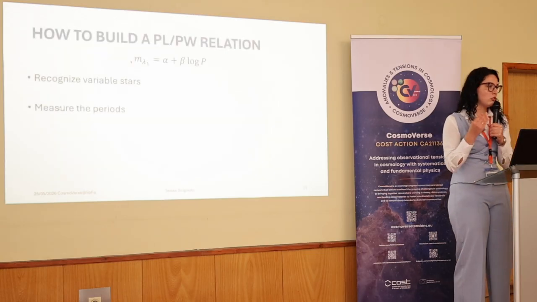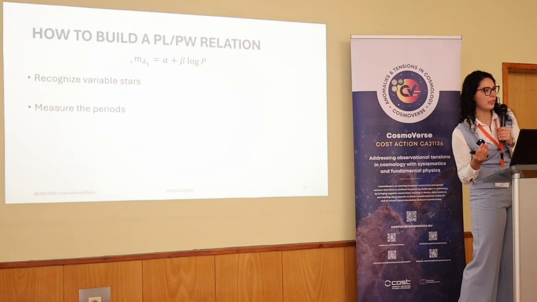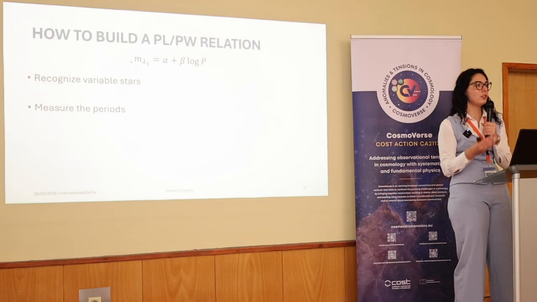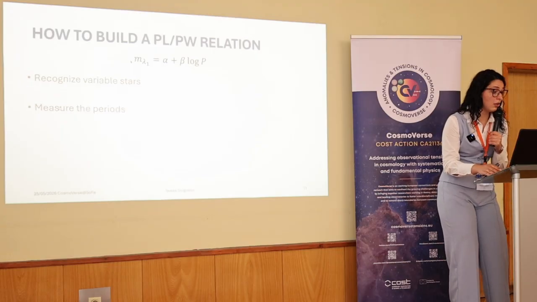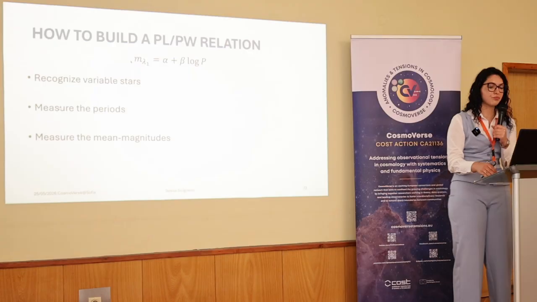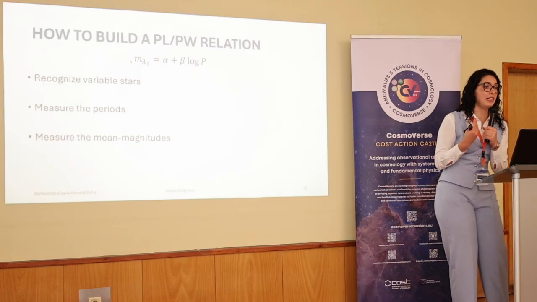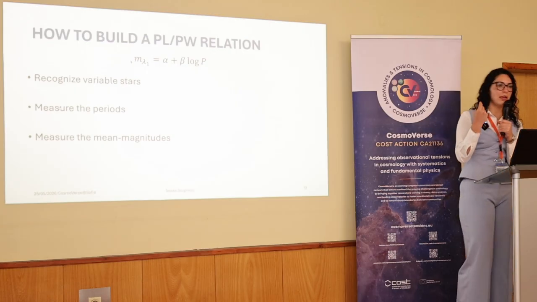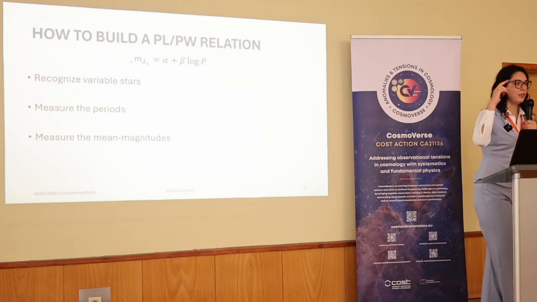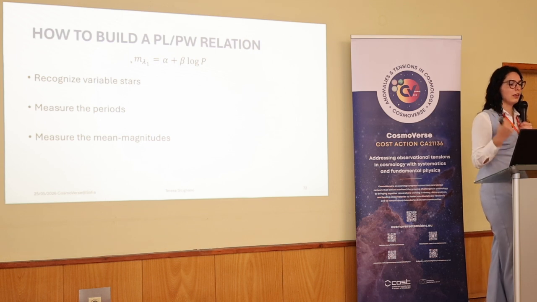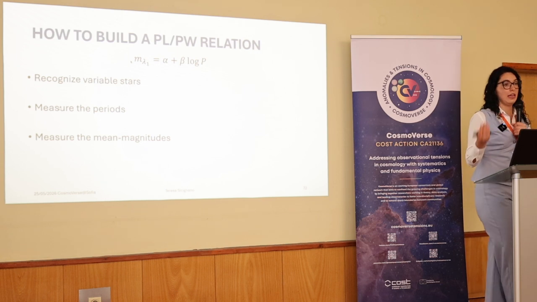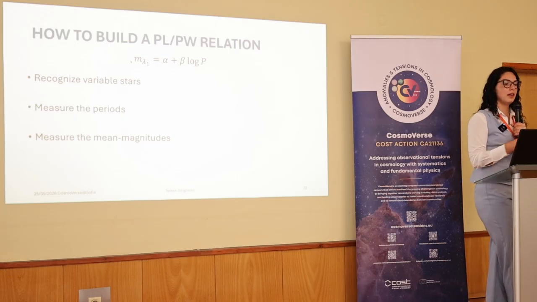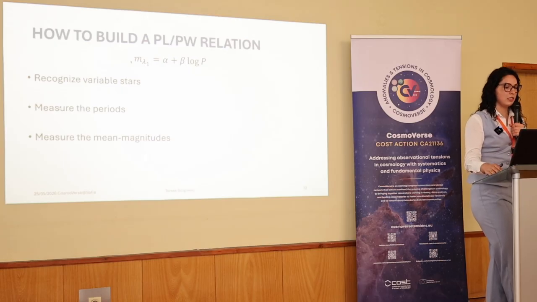And the period is also important because it's the period that allows us to build a light curve and to measure the mean magnitude. Because indeed, if you remember, Miss Henrietta Leavitt proposed not one, but two different period-luminosity relations, one for the maximum of the light curve that she was registering, and one for the minimum of the light curve. Today, what we use in our measurements is the mean magnitude. What does it mean?